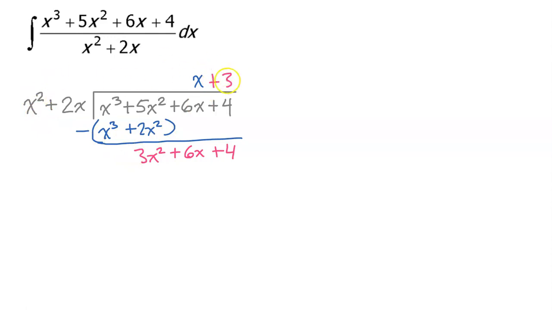Then you multiply. 3 times x squared is 3x squared. And 3 times 2x is 6x. And that's it. Then you subtract. That cancels out both of these terms, and the 4 just comes down. So the 4 is the remainder. And the way you handle the remainder is you put a plus, and then you put the remainder over the divisor.